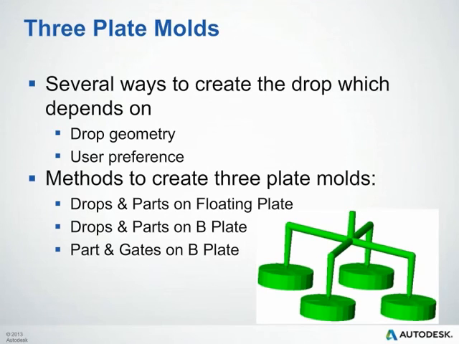There are some additional ways to model 3-plate molds that we'll cover here. How you model it or create these drops will really depend on the geometry of them, and even your user preference. A lot of times you can do it more than one way, so do what works best for you. Some of the methods we'll take a look at for creating 3-plate molds will be drop-in parts on a floating plate, the drop-in parts on a B-plate, and the parting gates on a B-plate. This will all make more sense in the next couple slides.